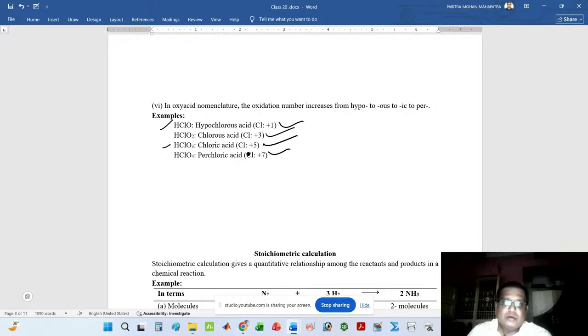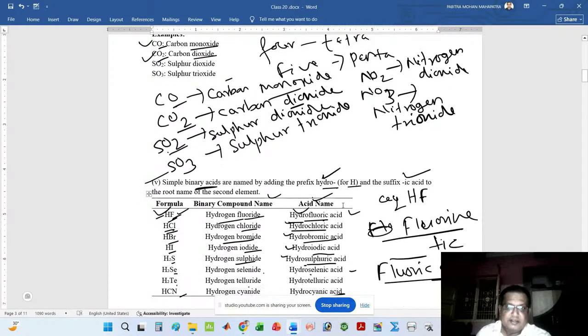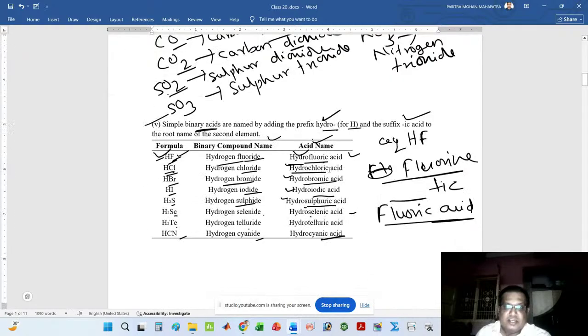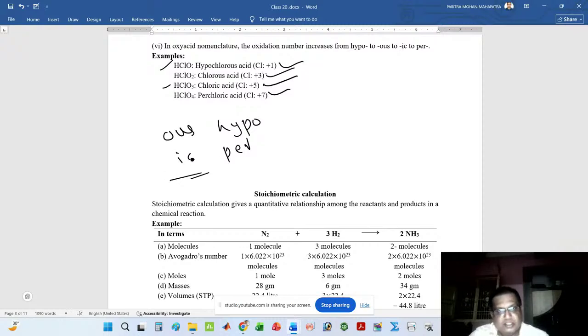In the recent discussion I talked about the -ous and -ic endings. Instead of these two words, -ous and -ic, there are also other prefixes used, that is hypo and per. There are different words used: -ous, -ic, hypo, per, like that.